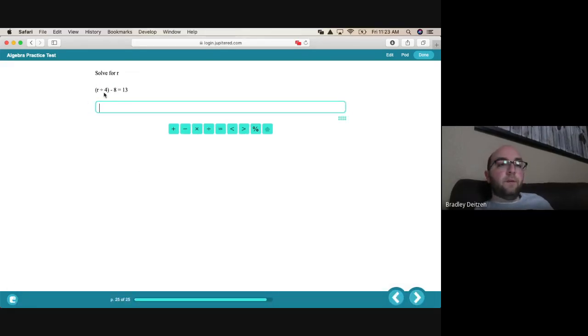Last one. We got parentheses here, so again, usually we do that first. In this case, we do it last. So to undo minus 8, we're going to do plus 8. 13 plus 8 equals 21. And then to undo divided by 4, opposite of division is multiplication. So times 4, 21 times 4 is 84.